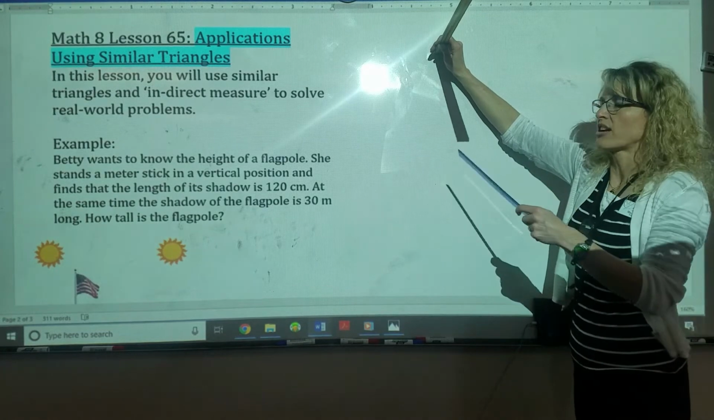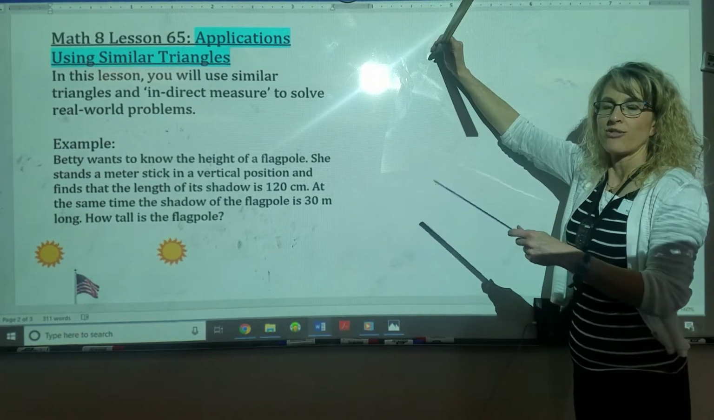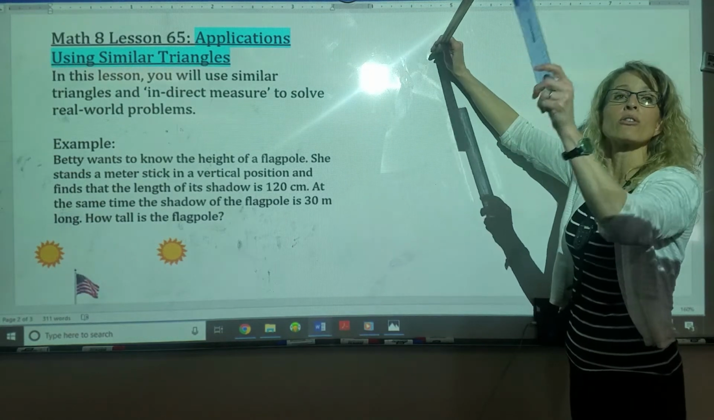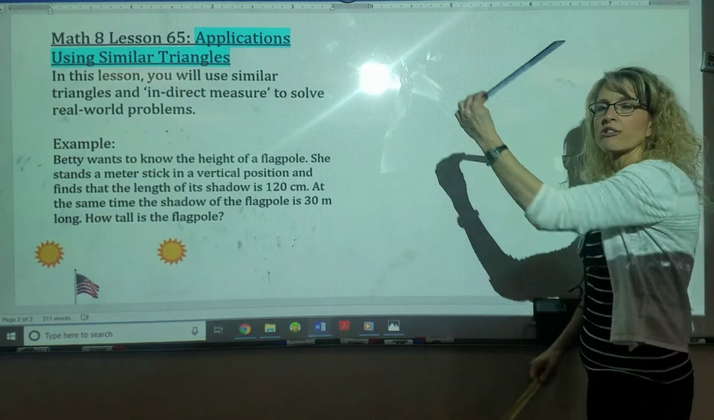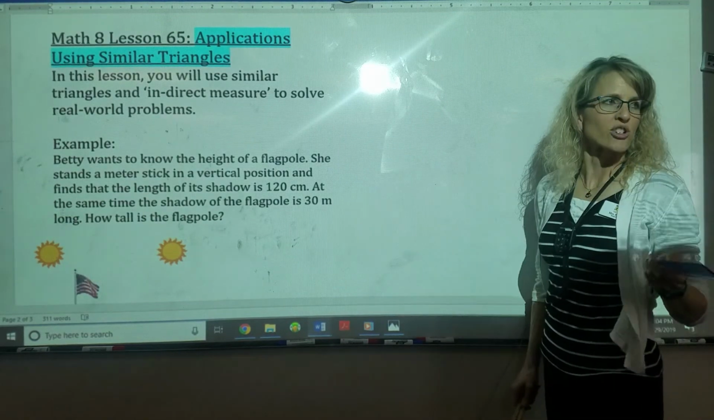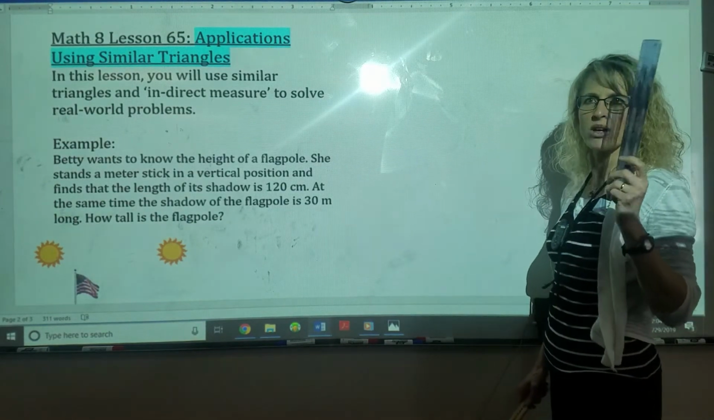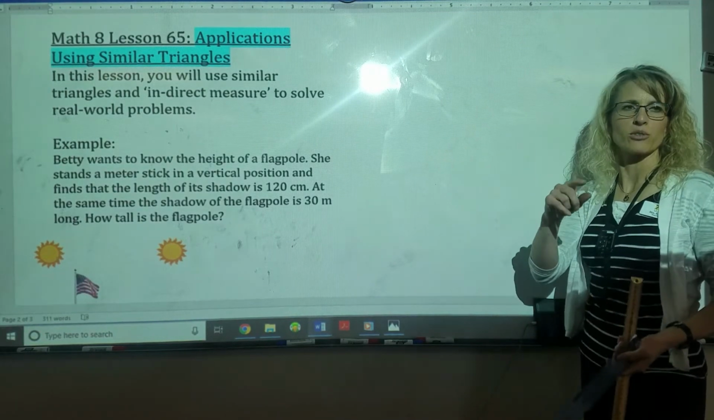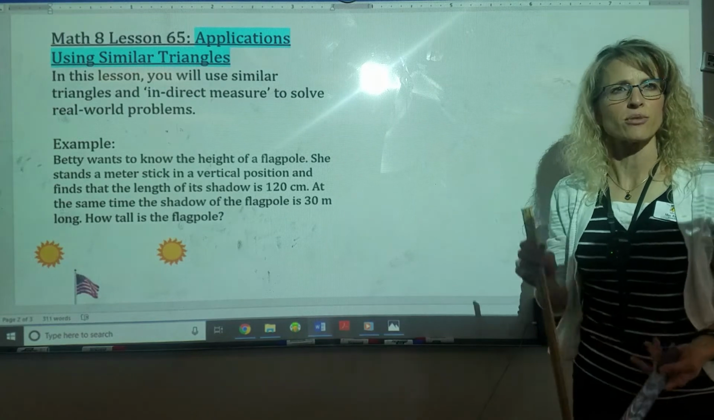So any object I could put up there, if I knew the length of one of the shadows and said, hey, that shadow is 1/3 the length, so if I put another object, I would say, hey, that shadow is 1/3 the length, because it's proportionate. They cast the same angle of shadows, which creates similar triangles. So that's what it's about today.